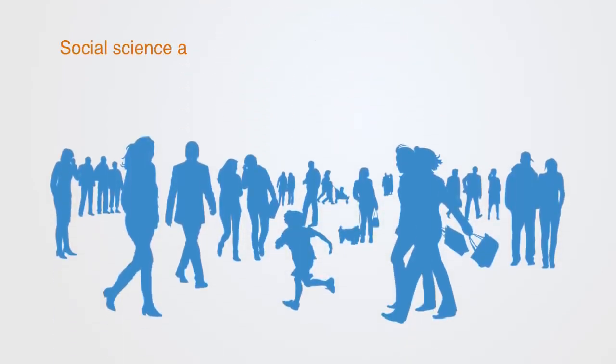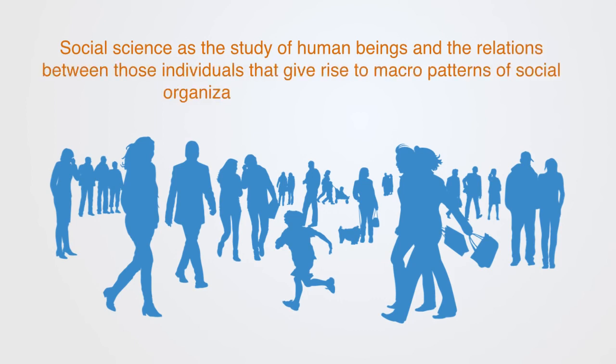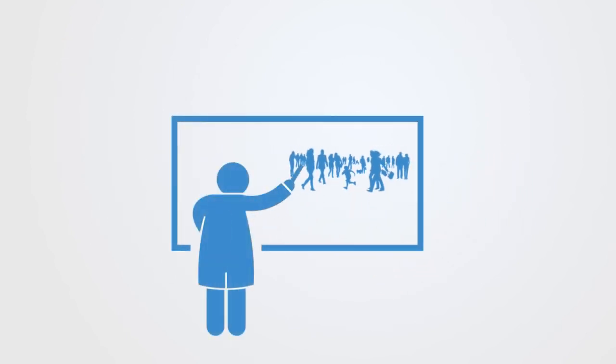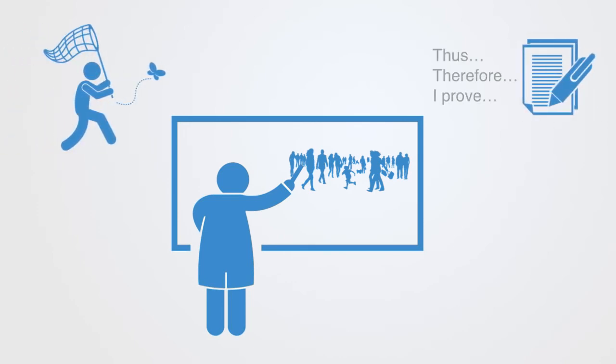We can loosely define social science as the study of human beings and the relations between those individuals that give rise to macro patterns of social organization, what we call a society. Like all empirical sciences, it is engaged in the enterprise of trying to describe some subset of phenomena in our world. In this case, the phenomena of interest is human society, and we do this by amassing empirical data and developing logically consistent theoretical models for effectively interpreting patterns within that data.